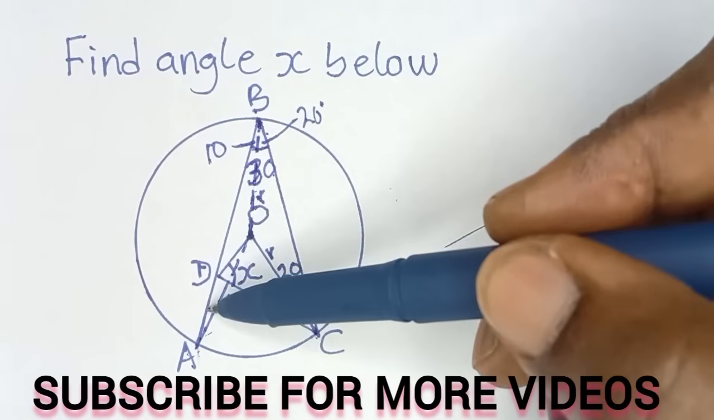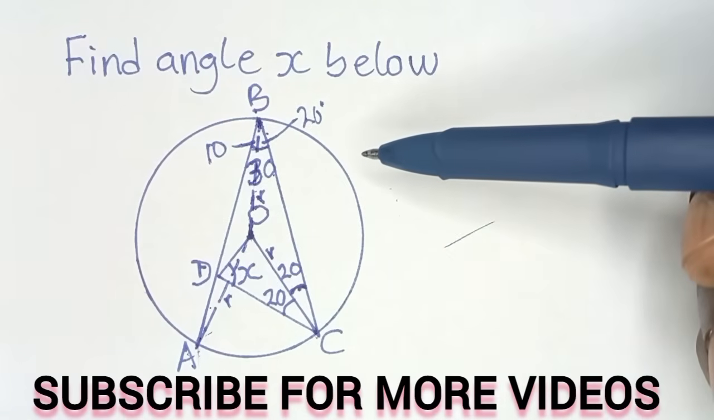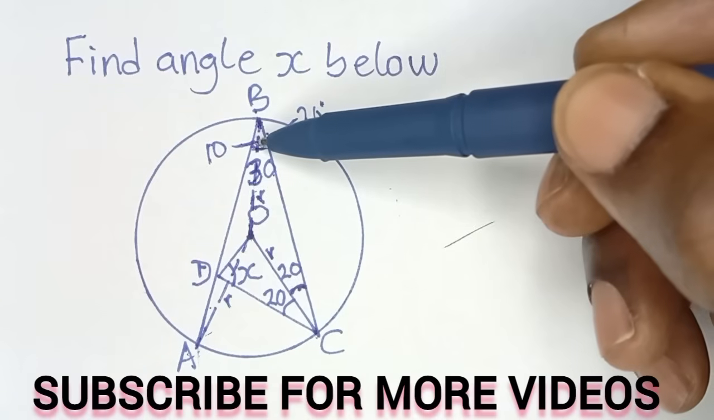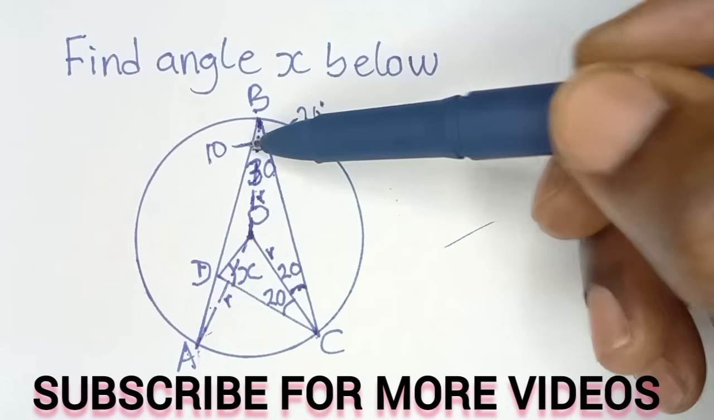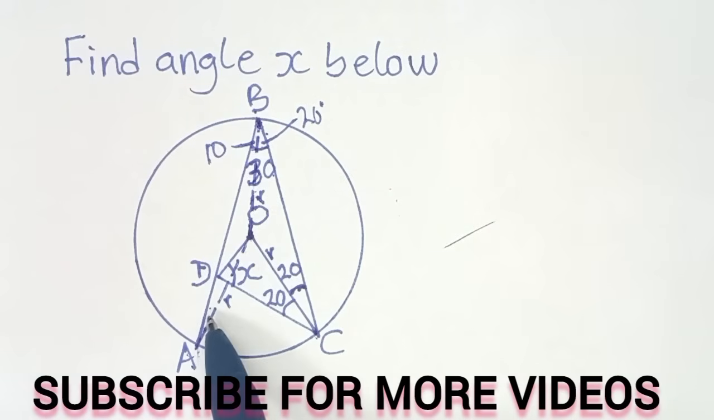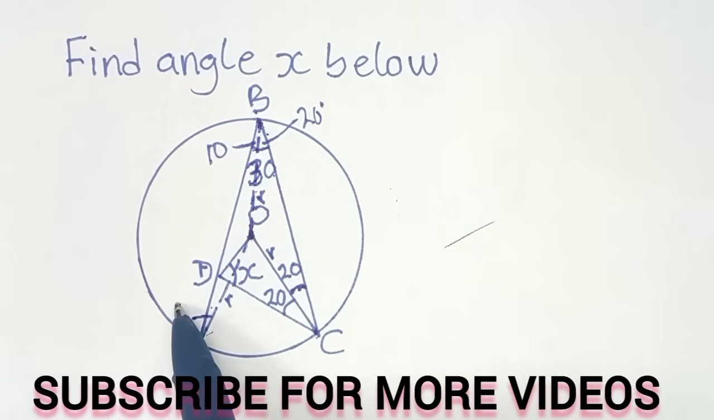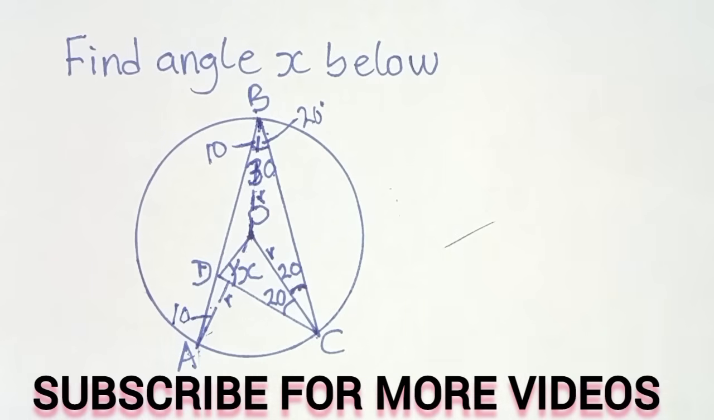So the base angles of an isosceles triangle will also be equal. So if we have identified this small base angle here as 10, it also tells us that this small base angle here is also 10 degrees. Hope you are seeing that now.